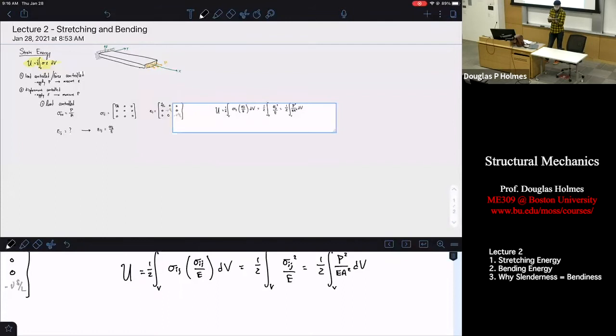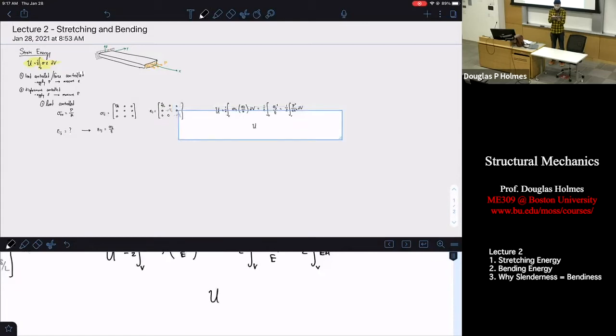Now, this is a volume integral. I write it compactly like this, just so it's nice and neat on the board here. But remember, this is the triple integral. What we're really saying is that our stretching energy is equal to the integral, which order did I write these in? Yep, okay. From integral through the thickness in the z direction, integral through the width in the y direction, and then the integral along the arc length in the x direction. dx, dy, dz.